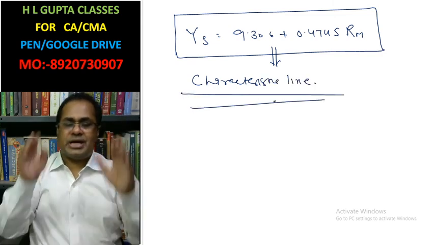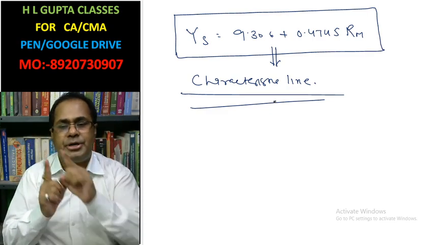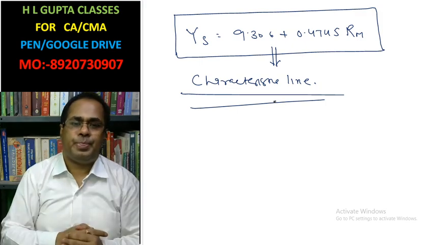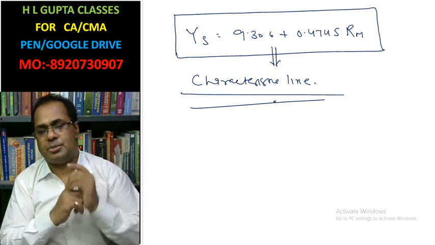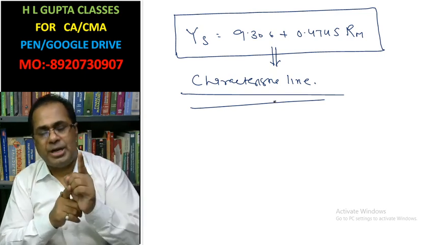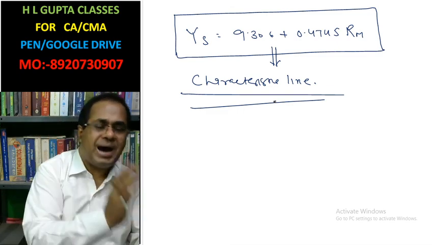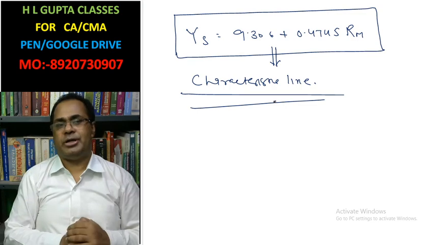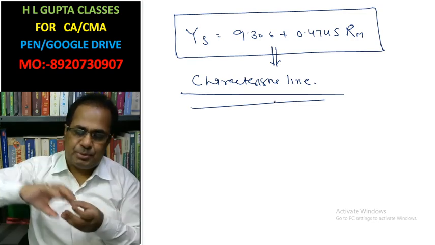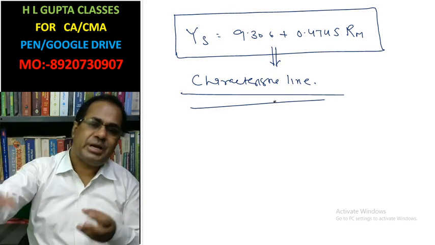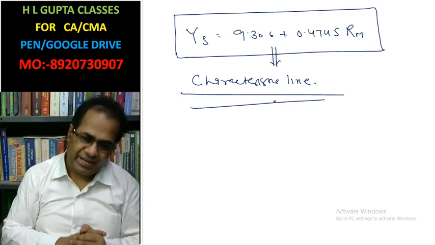What does the characteristic line represent? It represents that the return of the security depends upon the return of the market on the basis of the beta of the security and some constant. The beta and constant are calculated on the basis of past data, as I have calculated here. Thereafter, as per the return changes of the market, we can calculate the return of the security.